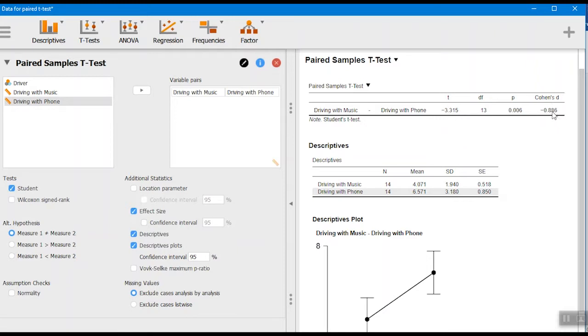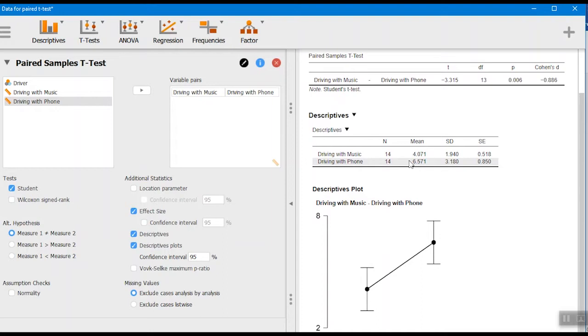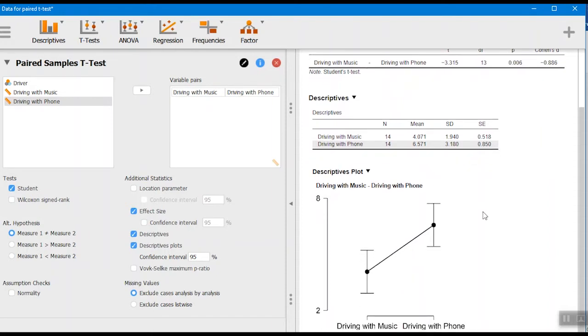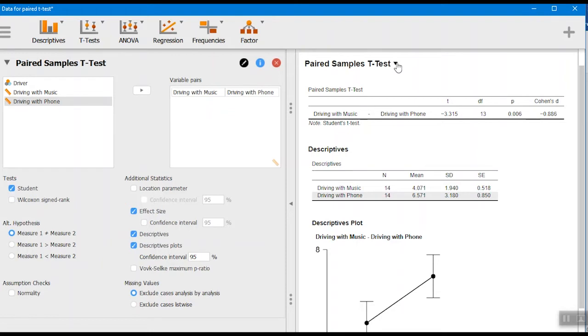And then here's our Cohen's d, our effect size. We would consider that to be a large effect for this set of data. So down here we've got our descriptives, and we see that on average, when they drove with music, they made fewer errors as compared to when they were driving on the phone, and we can say it was a statistically significant difference between those two. And you'll see here as well, we've got our descriptive plots with our standard error bars and the means between the two. So how would this look in terms of writing up the results?